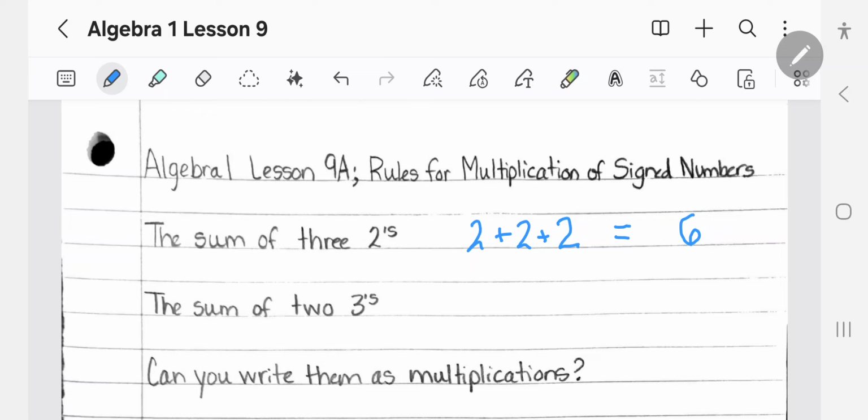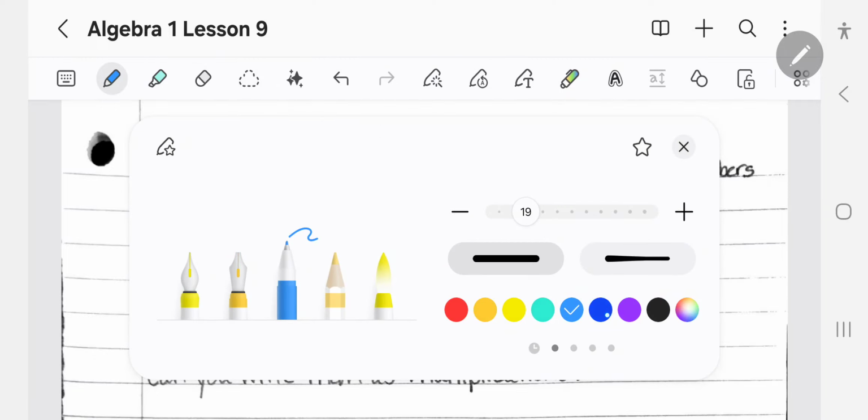What if I asked you for the sum of 2 3's? That would also be 6. Could you write these as multiplications? What would that look like as a multiplication? I'm going to change color here.